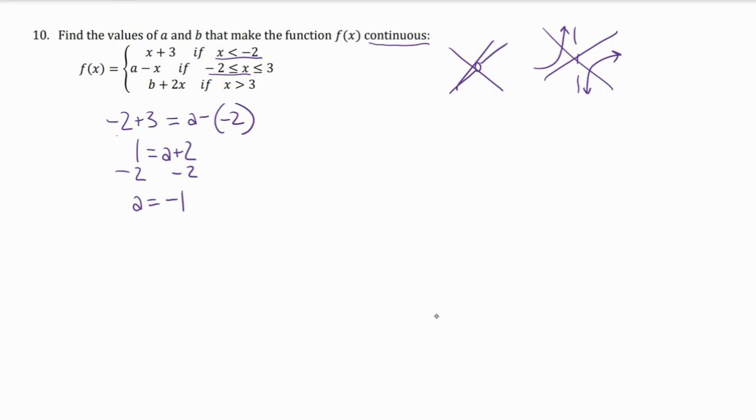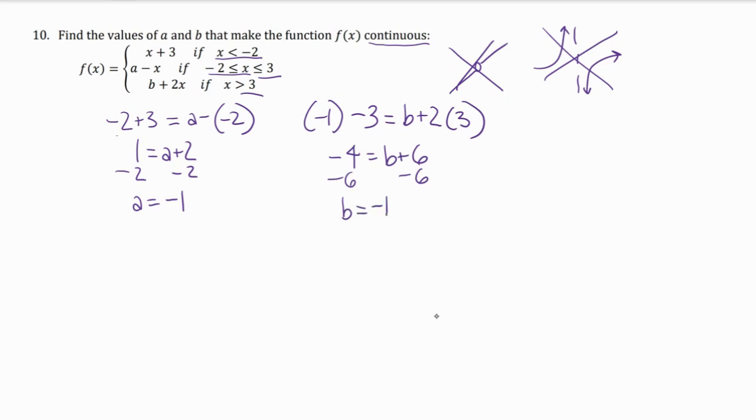Now I'm going to do the same thing. I need my y values to match up at x equals 3. So if I plug in x equals 3, so I have a, which I actually already know is -1. So I have -1 minus x. So now I'm at an x value of 3. That y value needs to match up to b plus 2x. So -1 minus 3 is -4. b plus 6, subtract 6. I get b is equal to -10.